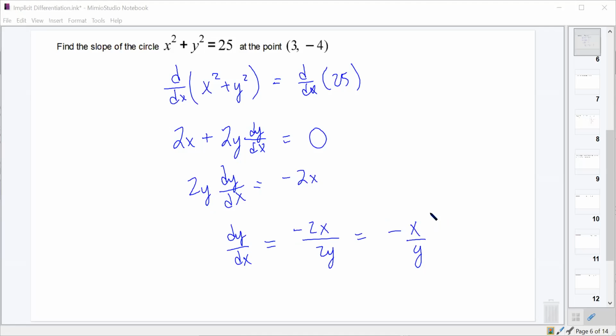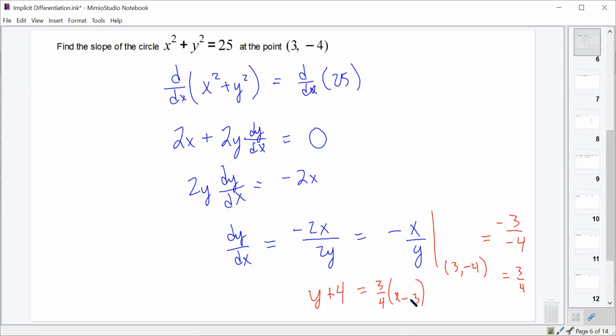Yes. All right, and if we wanted to find the slope at the point 3, negative 4, we just evaluate this at 3, negative 4. So that's negative 3 over negative 4, or 3/4. So the equation of the line ought to be y minus negative 4, so y plus 4, equals 3/4 times x minus 3.